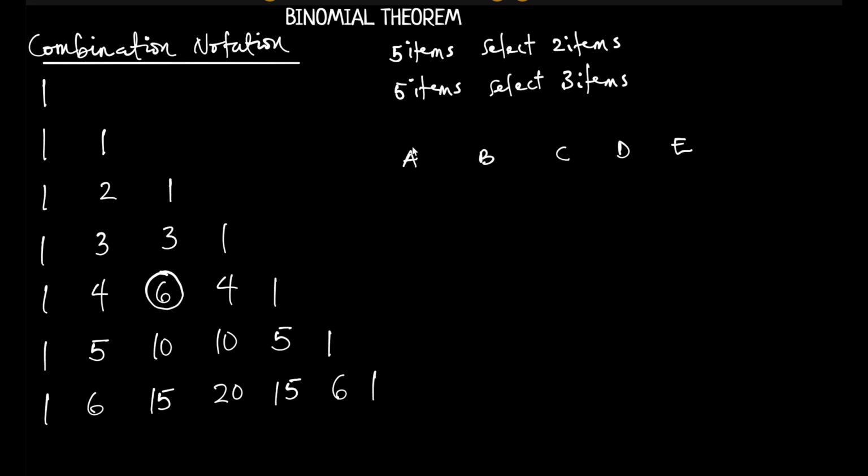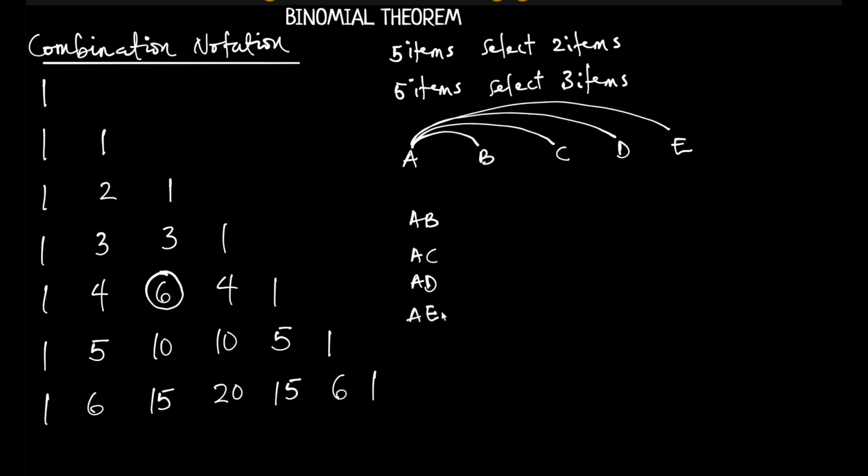So let's start with A. A and B can go together to give us AB. A and C, AC. A and D, AD, and A and E, that gives AE. So these are the possible combinations we can have with A.